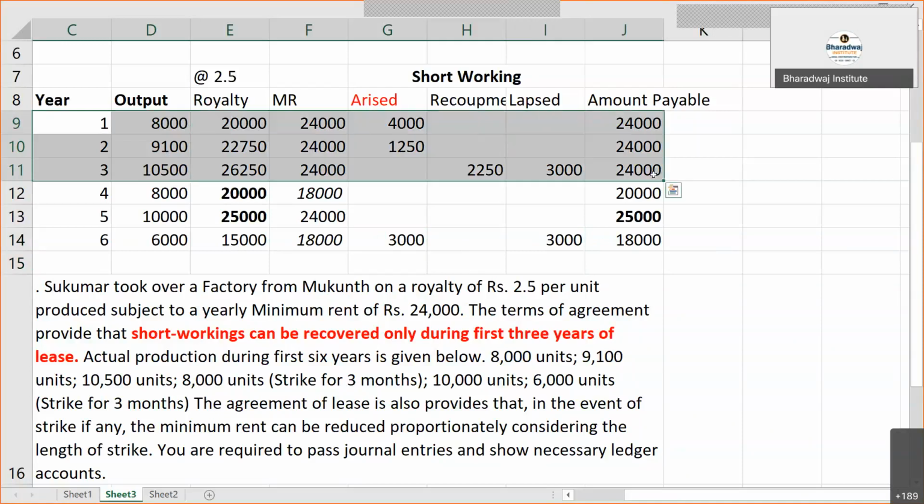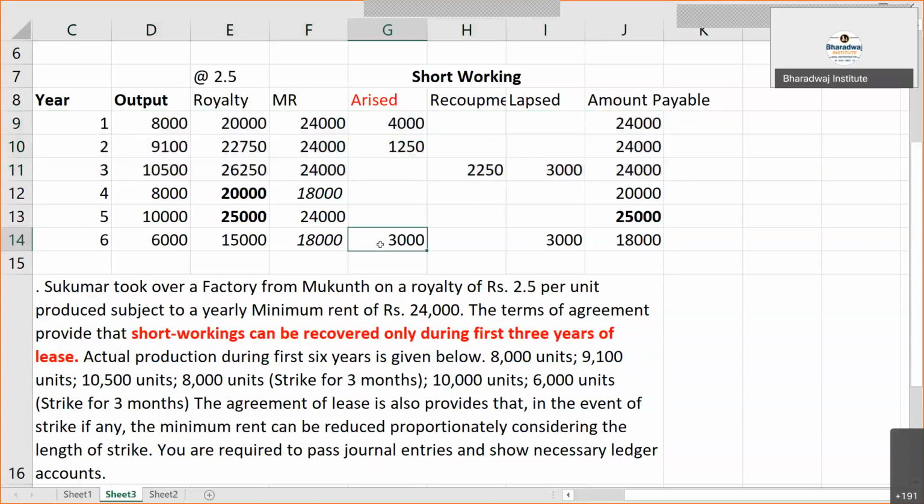Fourth year, why 20,000, sir? That is the royalty value, which is more than the minimum rent. You pay the 20,000. Fifth year, royalty is 25,000. Pay the 25,000. Sixth year, there is a surplus of 3,000. Oh, sorry, sir. There's a shortage of 3,000 that cannot be recovered. That will be taken as a lapse. So whenever there is a lapse, it will be transferred to P&L account.